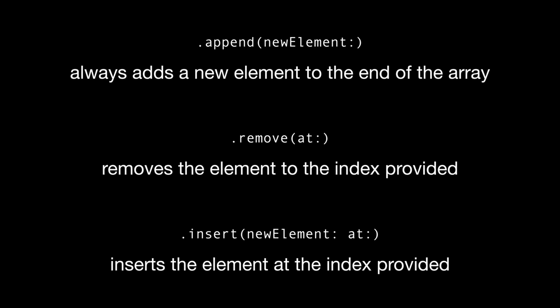So we put it in the middle of the array, but you could just as easily insert the new element at index 0 and it would put it at the beginning. Or you could insert the new element at the end of the array, whatever that index would happen to be, but you probably would just use append if you wanted to do that.